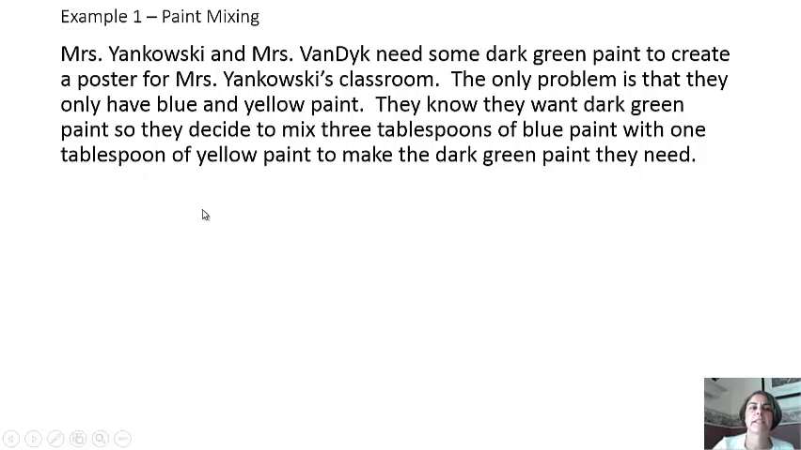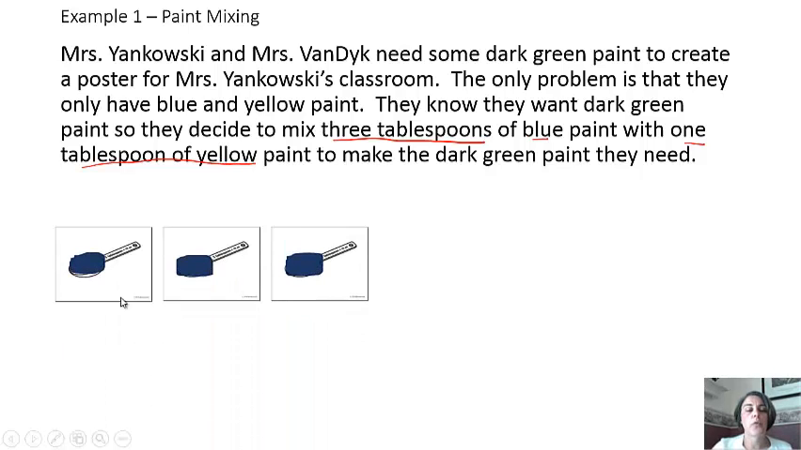Let's take a look at a paint mixing example. Mrs. Yankowski and Mrs. Van Dyke need some dark green paint to create a poster for Mrs. Yankowski's classroom. The only problem is that they only have blue and yellow paint, and they need green. They know they want dark green paint, so they decide to mix 3 tablespoons of blue paint with 1 tablespoon of yellow. That's going to give them a beautiful dark green. They've got more blue, so it's going to be a little bit darker green. So there's our 3 blue to 1 yellow.